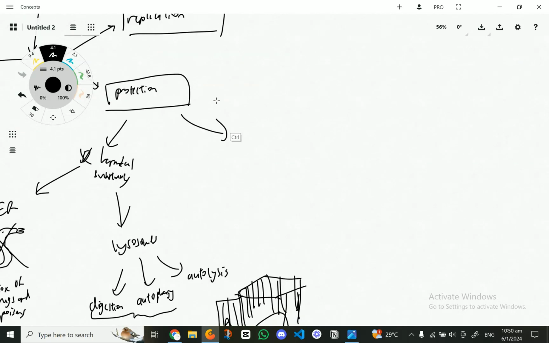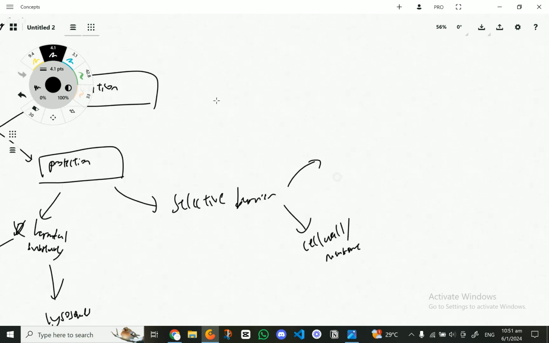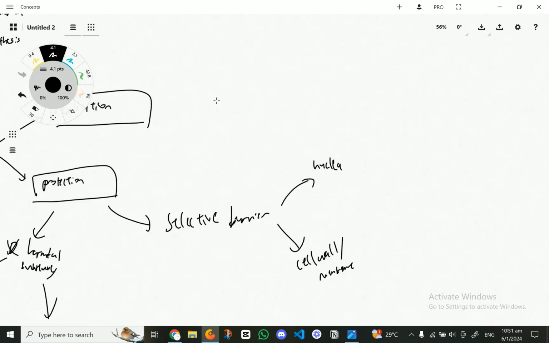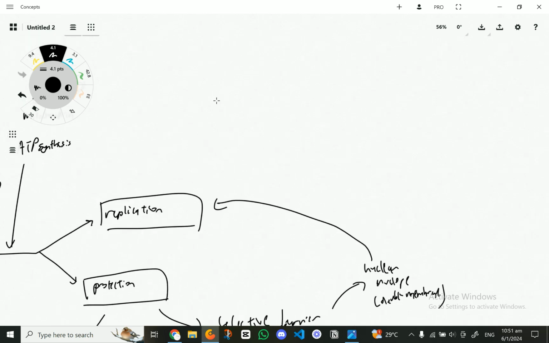So the other one, protection, is like having a selective barrier, which is like cell wall or membrane, and also the nuclear envelope, which I want to write down as a double membrane because I only remember it's chloroplast and mitochondria. Also from the symbiotic thing, endosymbiotic, whatever. Boom.